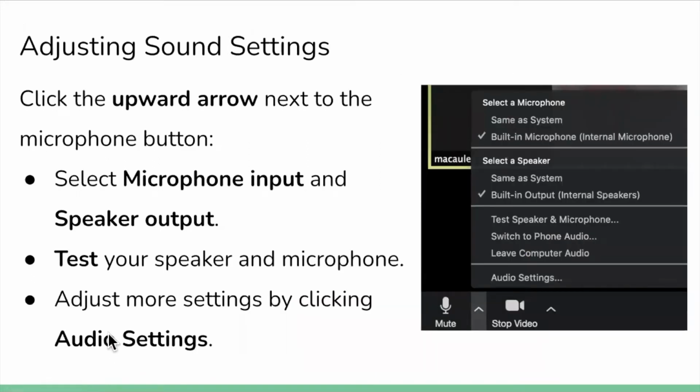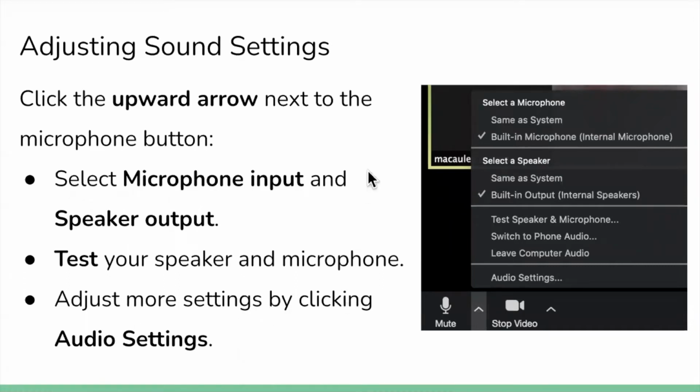How to adjust your sound settings. In order to access these settings, you want to click on the upward arrow next to the microphone button. You will then select microphone input and speaker output. Here you can test your speaker and microphone to make sure that they are functioning properly. And you can also adjust more settings by clicking audio settings.